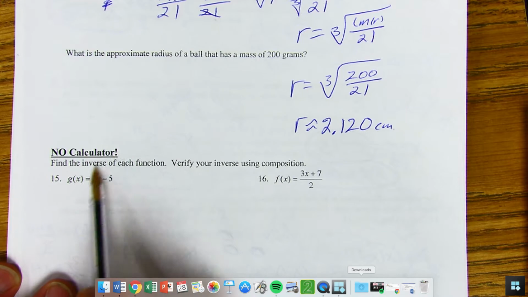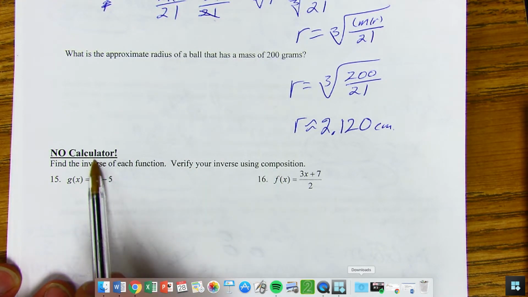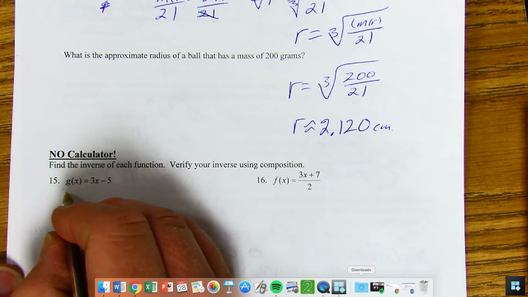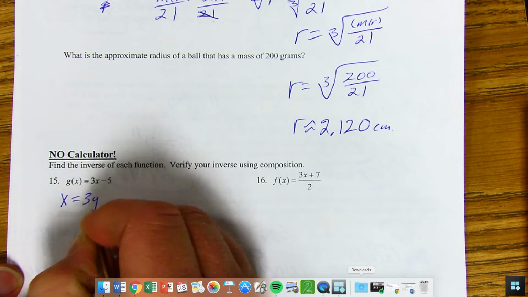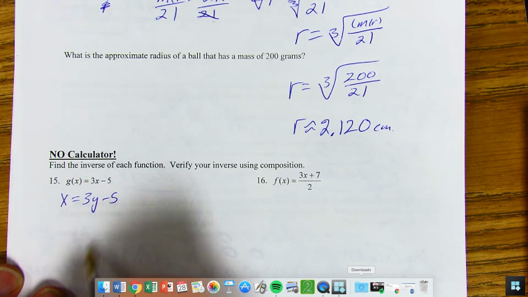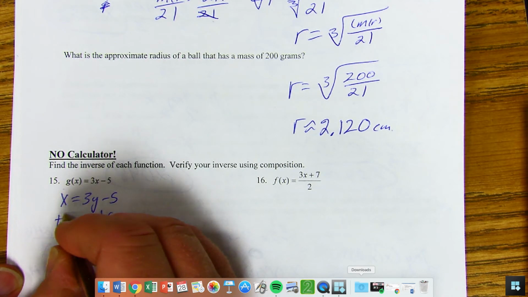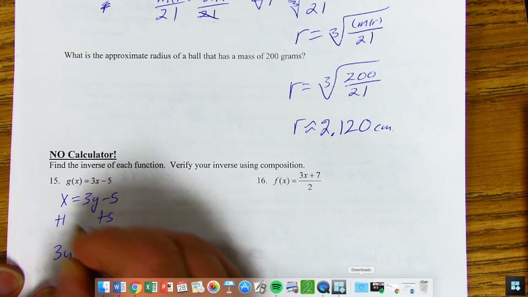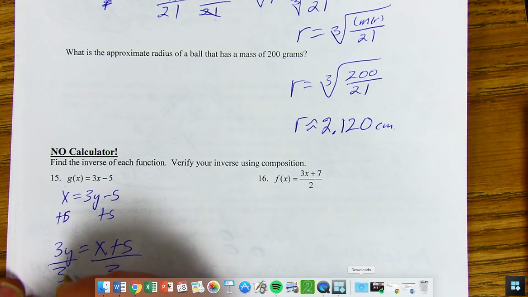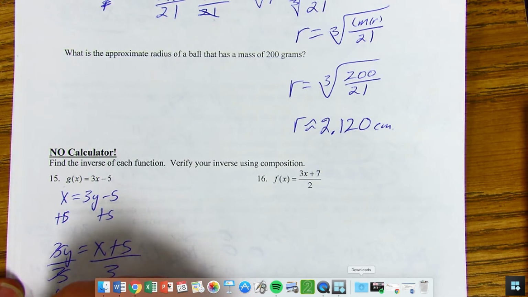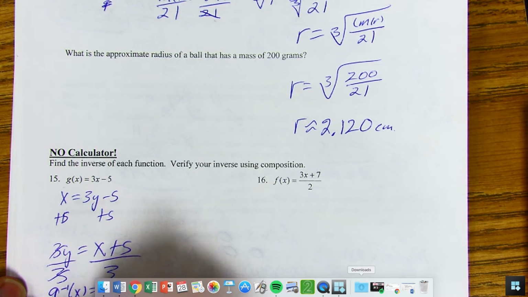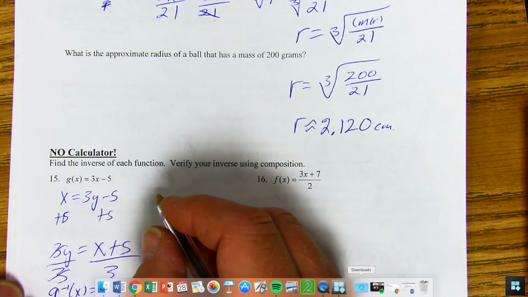Okay, 15, find the inverse of each function. Do not use a calculator. Verify with composition. At this point, now you can switch, x equals 3y minus 5, because they just give you the bare naked problem here. So just go ahead and switch. Now solve for y. Add 5. 3y equals x plus 5. Divide by 3. There's the inverse. So g inverse of x equals x plus 5 over 3. Verify by throwing it in.